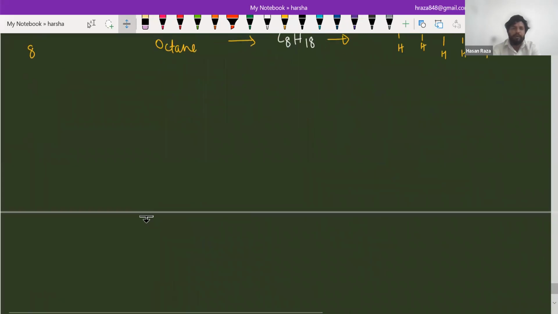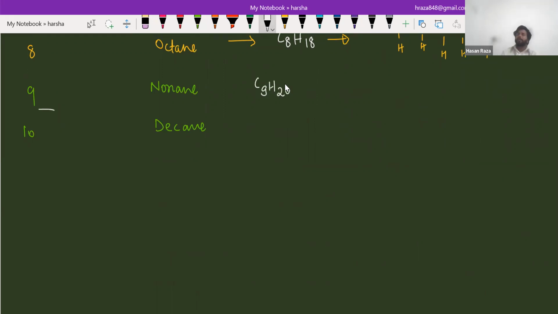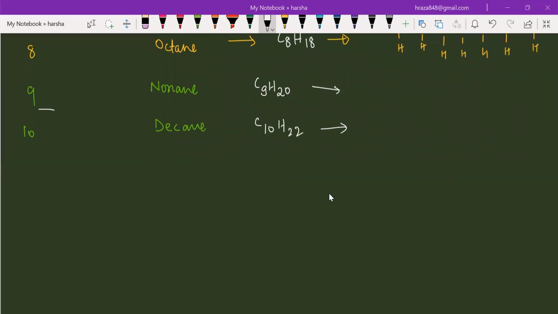Now come to the next. That is basically 9 carbon. That means non, and since singly bonded, nonane. 10 carbon, that means dec, and singly bonded, that's why decane. What will be the chemical formula? It's very simple. 9 carbon, so the number of hydrogen will be 20. Double the number of carbon plus 2. 10 carbon, C10, and the number of hydrogen will be double plus 2. So you can write the structure easily. Please do write it.